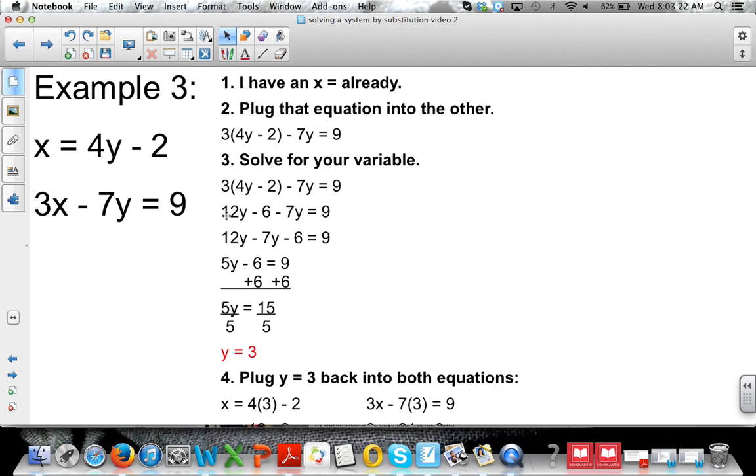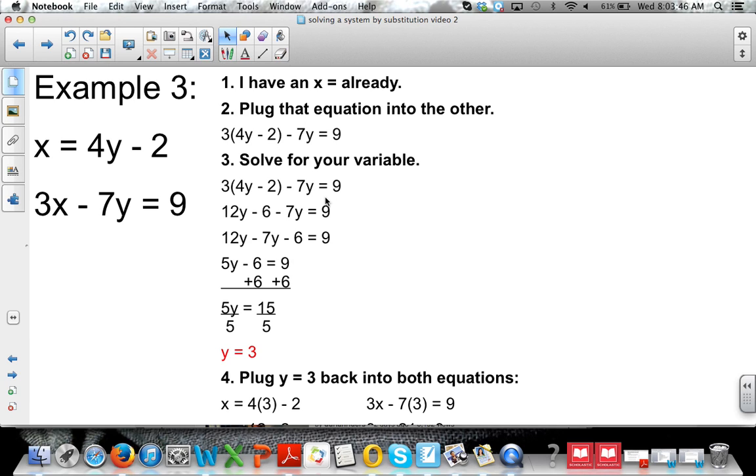So in my second equation here, 3x minus 7y equals 9, that x there, I'm going to have 3 times everything that I know is x. So it's going to be 3 times 4y minus 2. I need to make sure it's all in parentheses, so it's 3 times that whole entire thing, because that whole entire thing is x. So I've got that. And then in step 3, I need to solve.